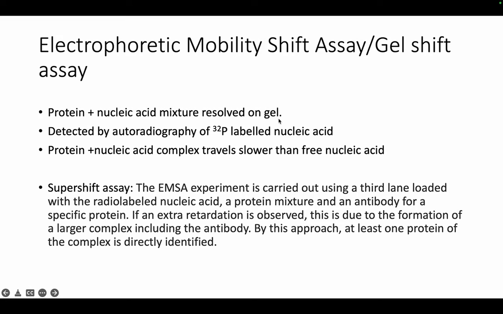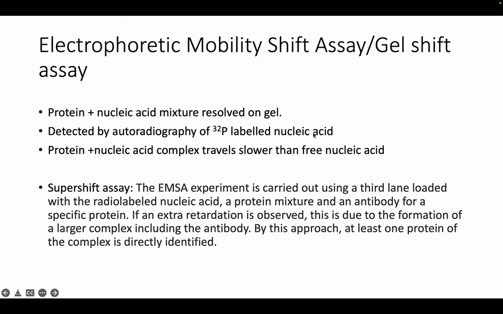You can imagine if I have some protein which is going to bind to the nucleic acid, now its size is increased. And that means that it will travel slower than the free nucleic acid itself. So the band will shift upwards, right? And that is called mobility shift assay.